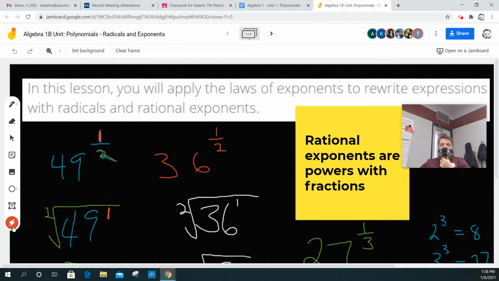So in this lesson, we're going to apply the laws of exponents to rewrite expressions with radicals and rational exponents. Now you might think to yourself, Mr. Adams, what the heck are rational exponents? Well, in regular, everyday talking, rational exponents are powers with fractions. So 49 raised to the 1/2, this is what we would call a rational exponent, okay? 36 to the 1/2, rational exponent, because we're raising the power to a fraction. All right, and I'll explain what that means in a second.